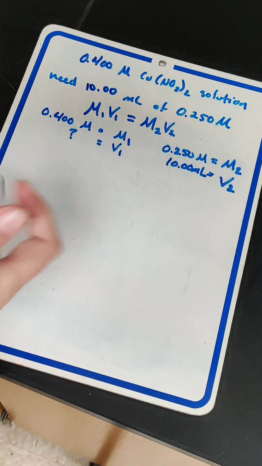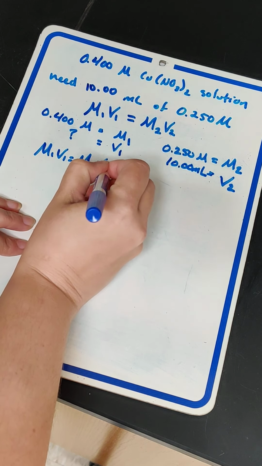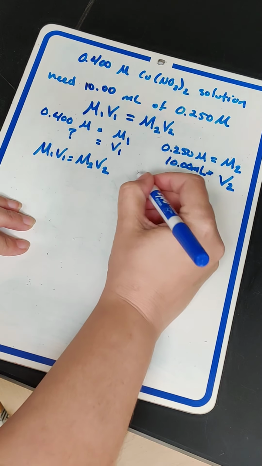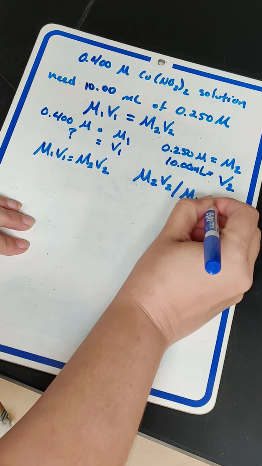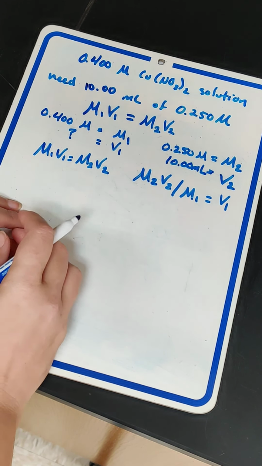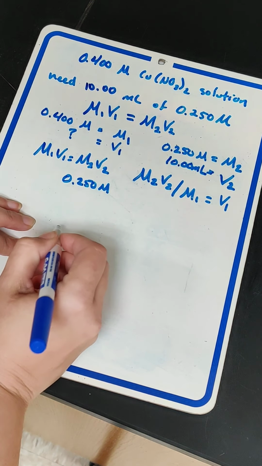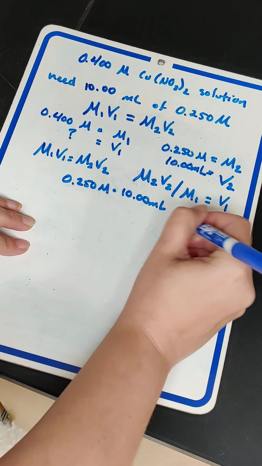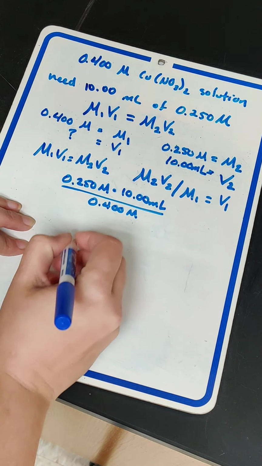And of course we write it, solve it, math it. M1 V1 equals M2 V2, our standard dilution equation. We're interested in V1, so if I solve that, that's M2 V2 over M1 is equal to V1. So now let's sub in our information. 0.250 molar times 10 milliliters divided by our known 0.400 molar.